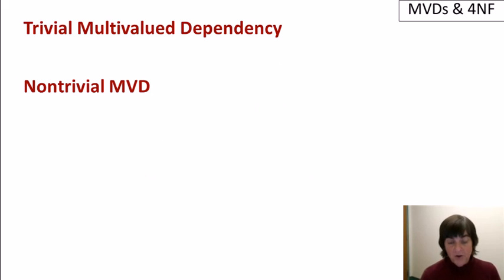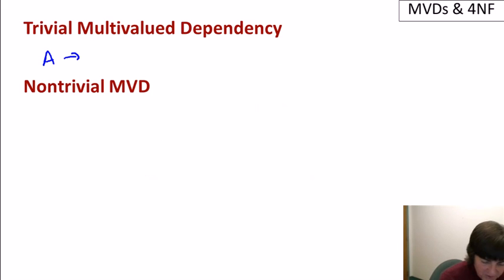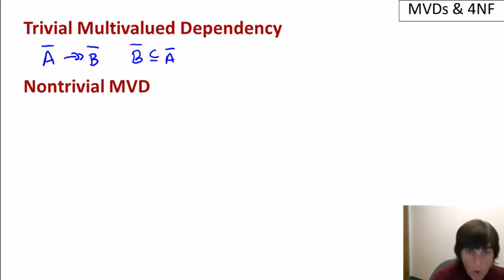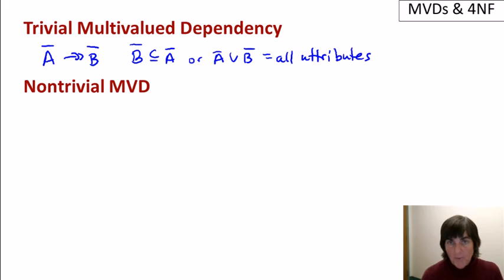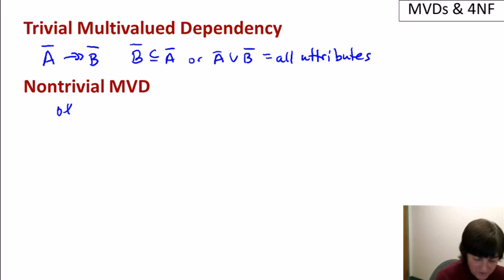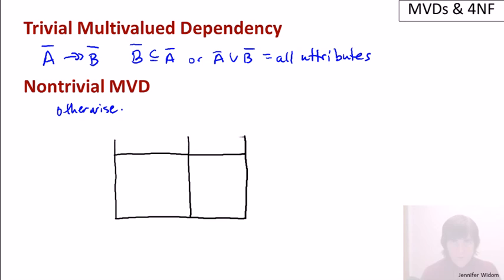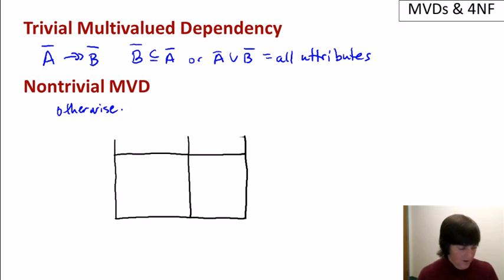Like with functional dependencies, we have a notion of trivial dependencies, those that always hold, and we also have some rules for multi-valued dependencies. The definition for a trivial multi-valued dependency, A multi-determines B, is that either B is a subset of A or A union B are all attributes. A multi-valued dependency is non-trivial if that's not the case. So let's take a look at why these multi-valued dependencies are trivial.